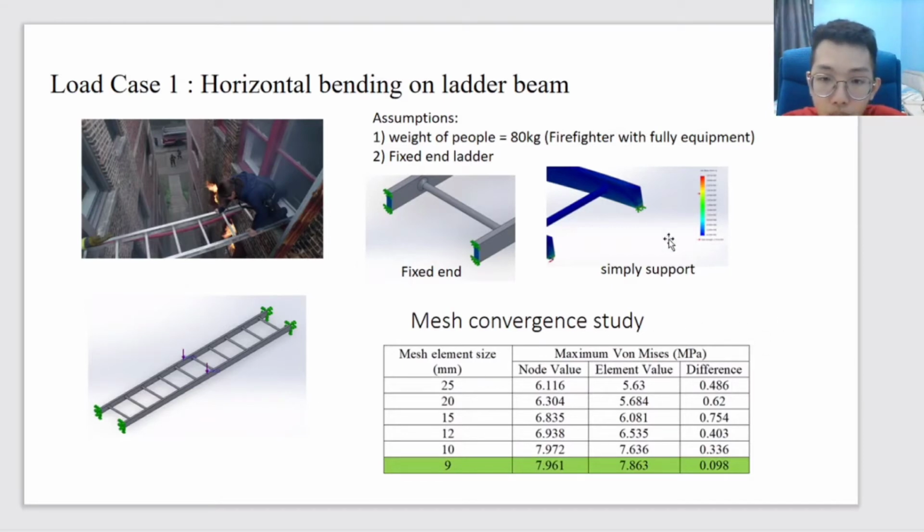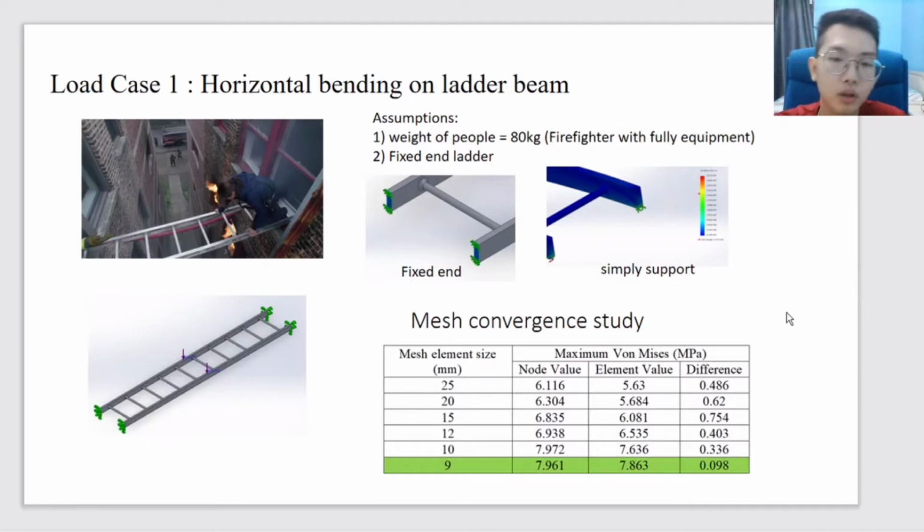For the boundary conditions, we will use the fixed end boundary condition instead of simply supported, because from the simulation we can see that the simply supported condition gives a very high stress at the support. So it will make our simulation not logical. So we will use the fixed end.